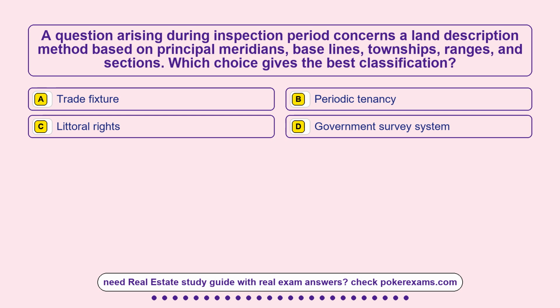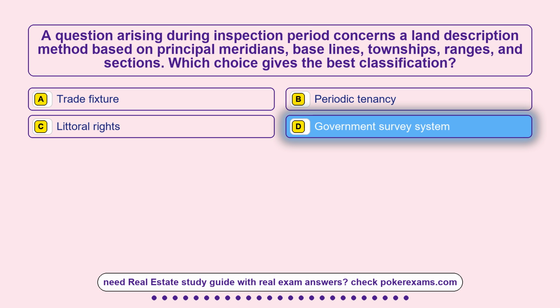Question 18. A question arising during inspection period concerns a land description method based on principal meridians, baselines, townships, ranges, and sections. Which choice gives the best classification? Option A, a trade fixture. Option B, periodic tenancy. Option C, literal rights. Option D, government survey system. The correct answer is option D, government survey system.